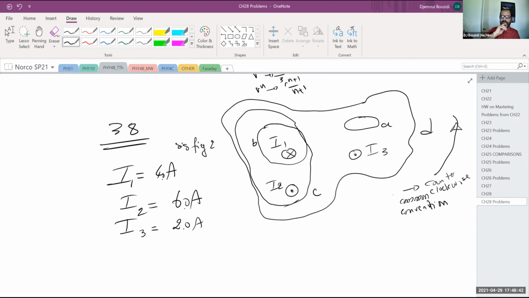Also from the lecture, what I know is that a current coming out of the screen will have a counterclockwise circulation. A current going into the screen, by the right-hand rule, will have a clockwise circulation. So that means that I1, again, it's not stated in the problem explicitly, but the direction is given. Therefore, I'm going to take I1 as negative current.